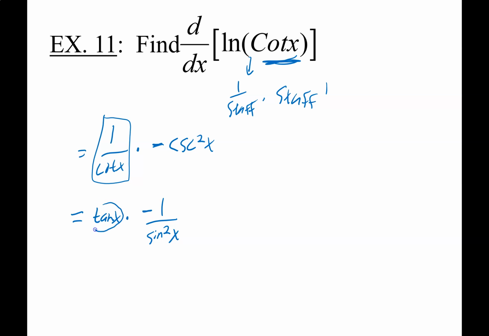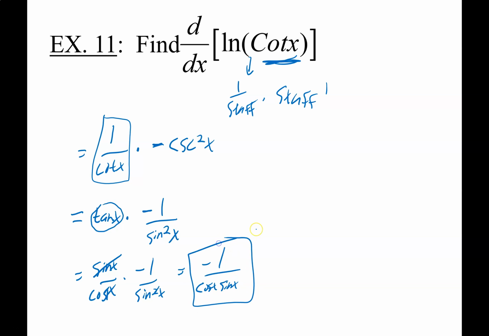So then next step, I'm just going to write this in terms of sines and cosines. So this sine cancels with one of those. Oops, that would be sine over cosine. Let me try that again. So I get negative 1 over cos x sine x. That is a perfectly acceptable answer.